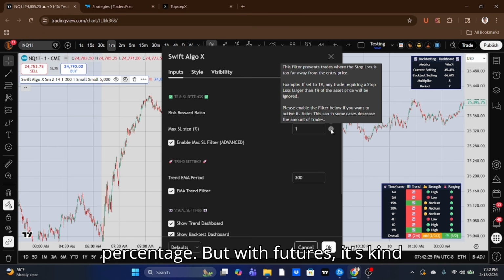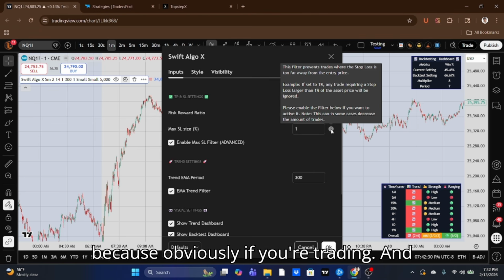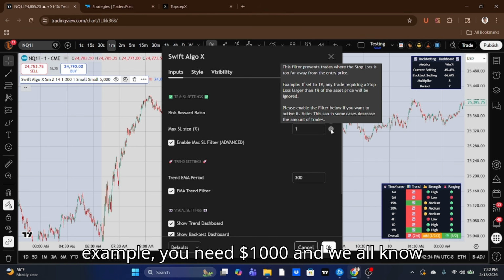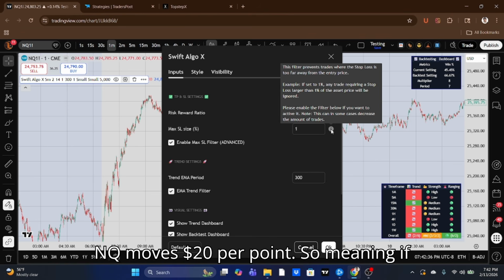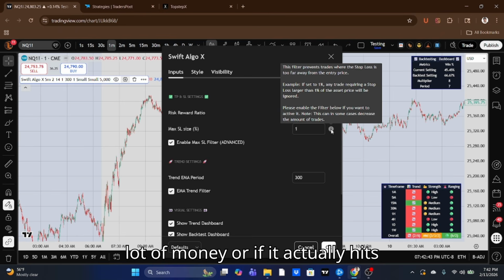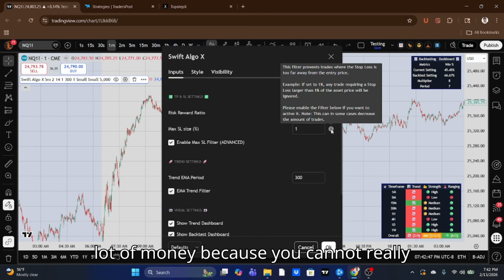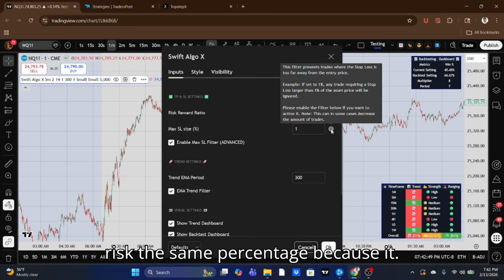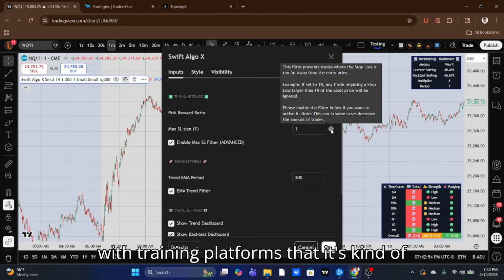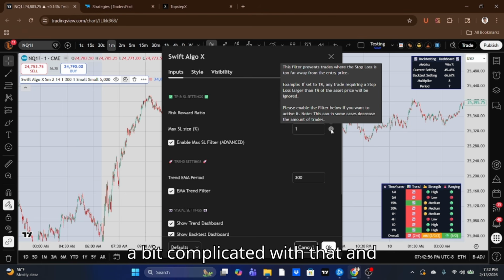But with futures, it's a little bit complicated, because if you're trading one contract size of NQ, for example, you need $1,000, and we all know NQ moves $20 per point. Meaning if it hits take profit, you'll gain a lot of money, or if it hits your stop loss, you can lose a lot of money. You cannot really risk the same percentage, because it moves $20 per point. Especially if you're trading prop firms, it's a little bit complicated.